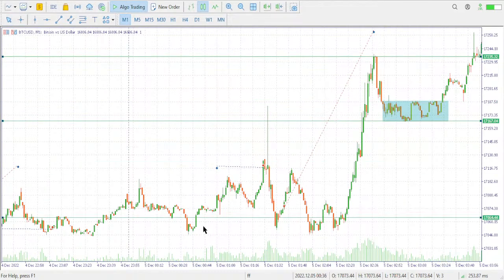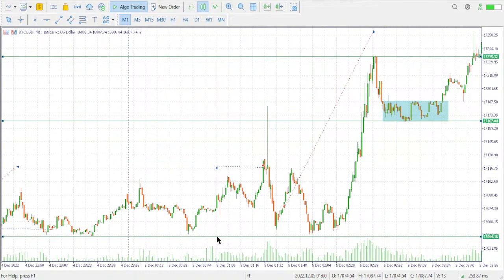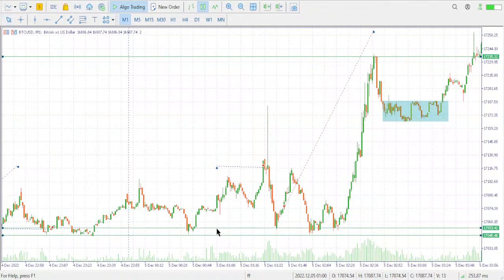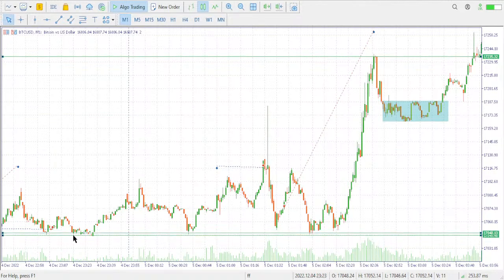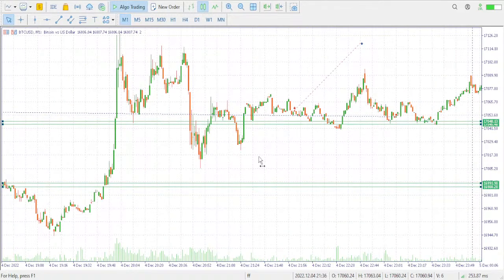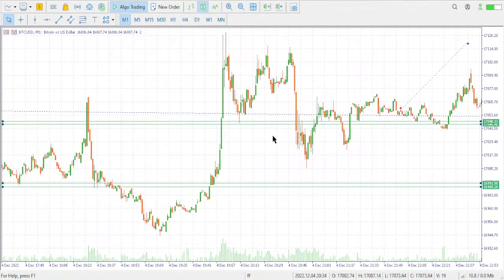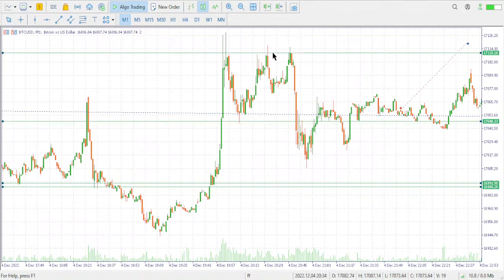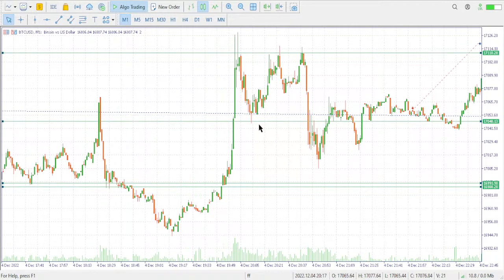Then we have another one. This is not a shape as such, this is just a level. We have a very good support level. Look at how nicely the price kept using it as a support here. We had a support, we had a support, and we had a support there. So we also have another level here. This is just a mere resistance level.